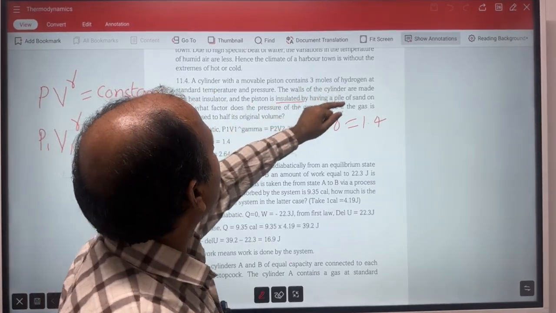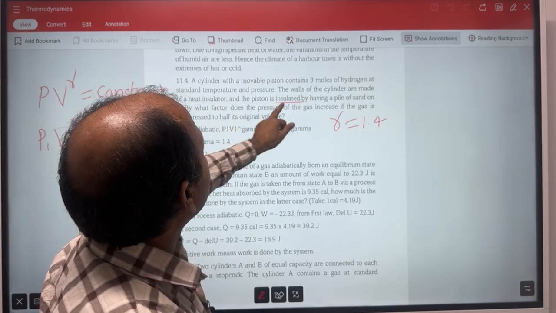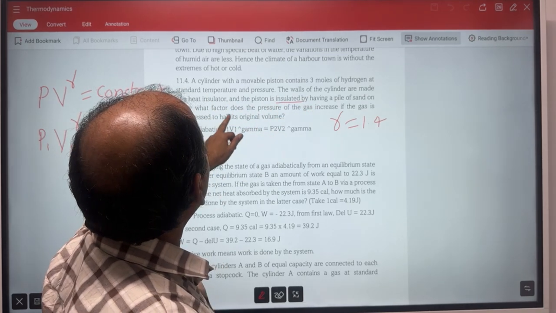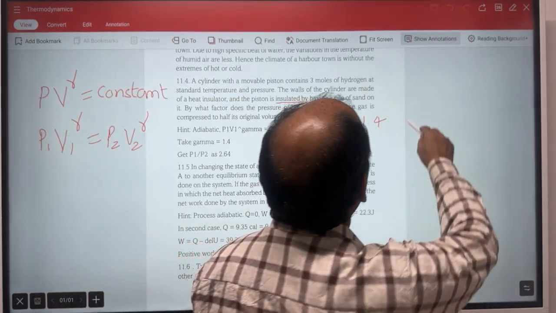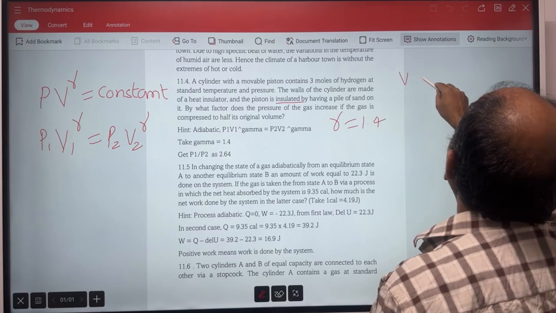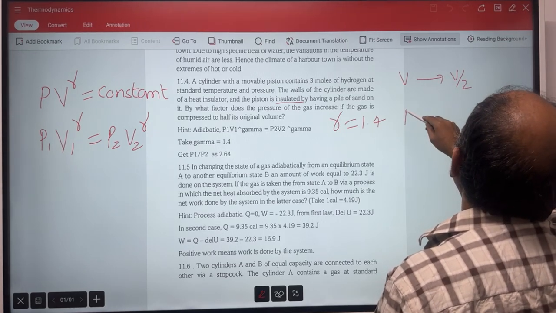3 moles of hydrogen at standard temperature and pressure. The walls of the cylinder are made of heat-insulating material, and the piston is also insulated, which changes the pressure of the gas. If the gas is compressed to half of its original volume, so volume is changing, V becomes V by 2. Then what about P?